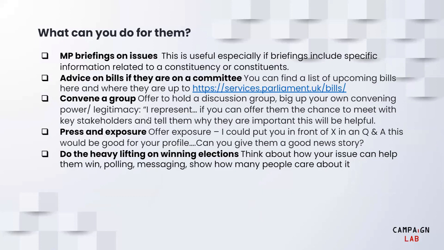The other thing you can do for them is say, we'll convene a group of people for you on the issue that we're campaigning on. That might be really useful for a shadow cabinet member or someone thinking about policy, because if you offer to convene, you put them in a room with all the people they need to speak to about that issue. You can also offer them press and exposure. You might plan a visit, put them in front of a certain community group, or give them a good news story.